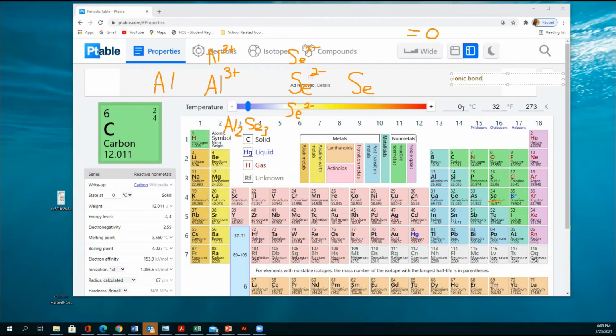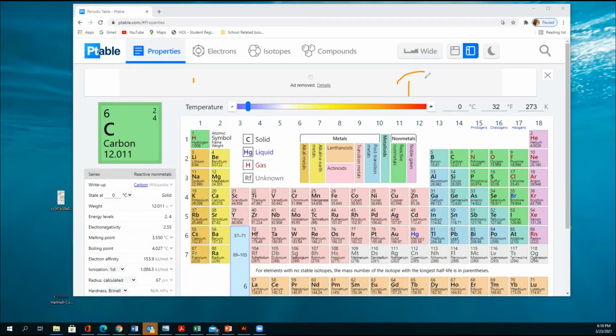You guys want to try one more before we move on and then we talk more about ionic bonds? Yes, please. So let's do phosphorus and potassium.